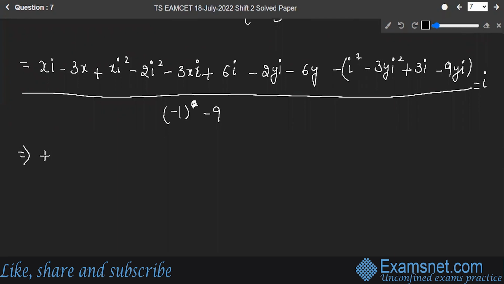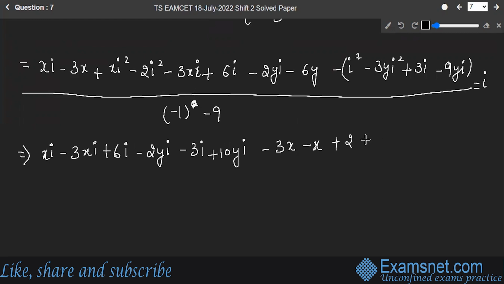Okay, now this is x iota and minus 3x iota, then 6 iota, 2y iota and minus 3 iota plus 10y iota minus 3x, and this can be written as minus x. This will be plus 2 and this will be minus 6y. Minus of minus 1 will give you plus 1 and this will be minus 3y. I think we are done with everything, right? This is equal to minus 10 iota because this minus 10 will go on the right hand side and it will get multiplied.